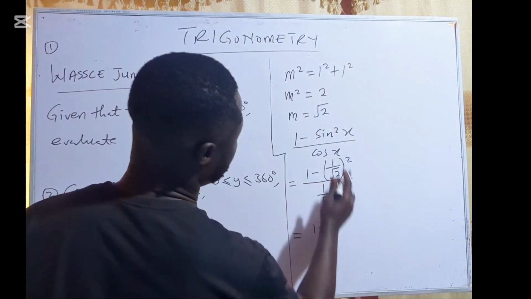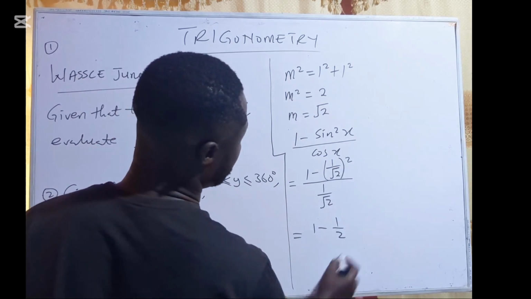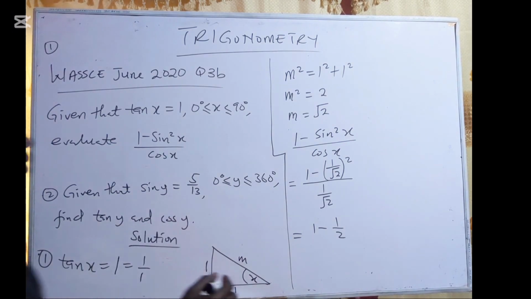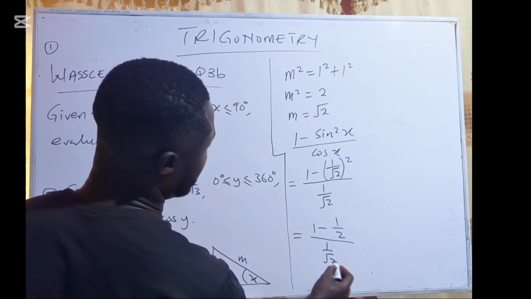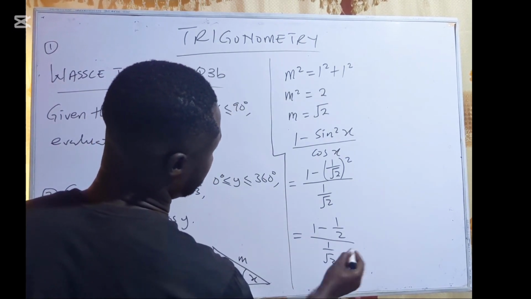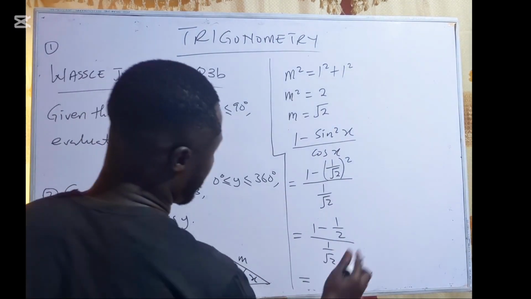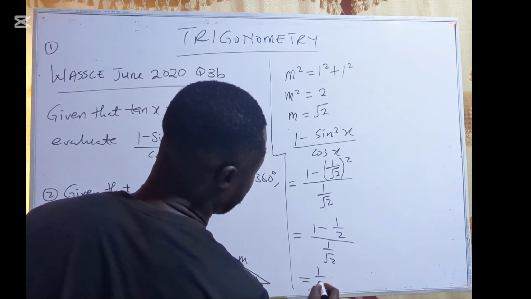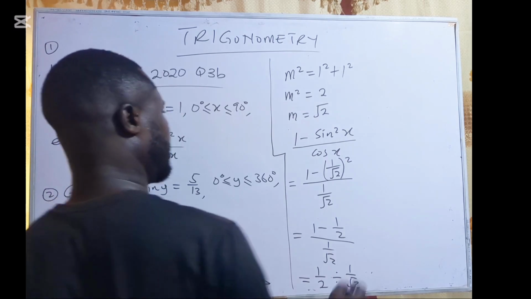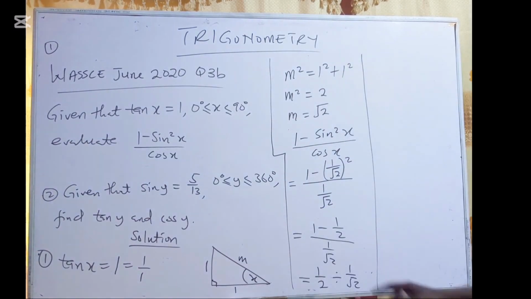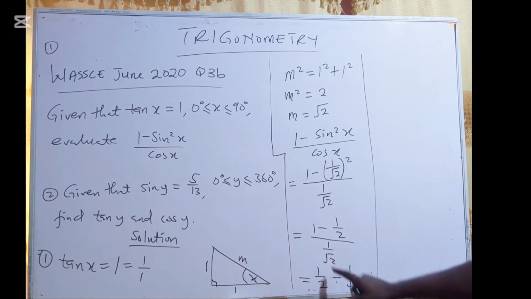Then this is what I'm going to have. 1 minus 1 squared is 1. Root 2 squared is 2. All divided by 1 over root 2. Let me maintain it like this. So 1 minus 1 over 2 will give me 1 over 2, divided by 1 over root 2.